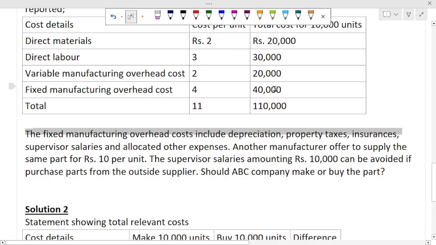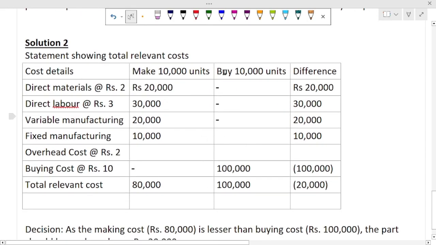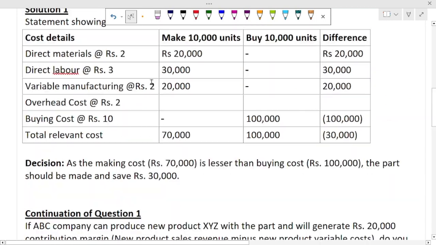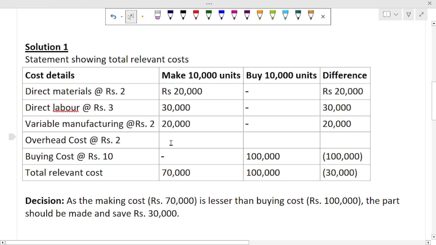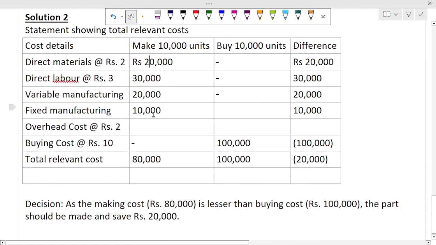So, are we getting it now? So that means your solution, look at this table, is exactly the same as question 1's table solution. Oh, there is a difference. This one has fixed manufacturing costs inside making. Because if you buy, you do not have to pay the supervisor that 10 rupees again. That means we should include this in our making costs. But in question 1, it was not included. Did you observe that? In question 1, we did not include fixed manufacturing. But in question 2, we have to include it.